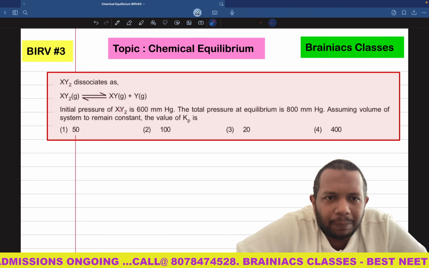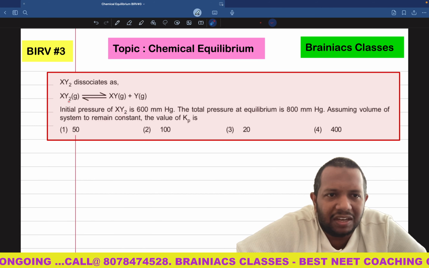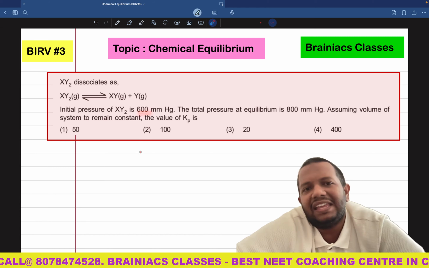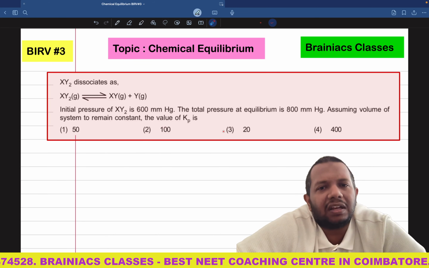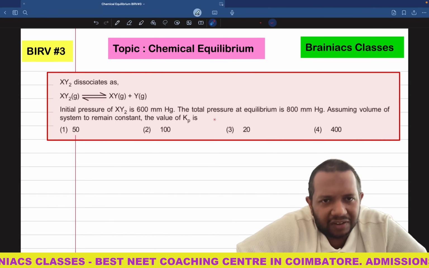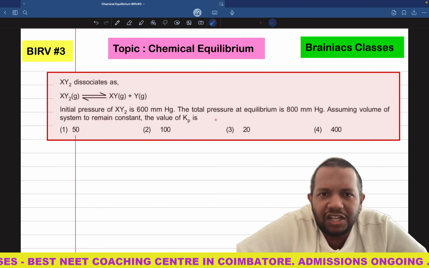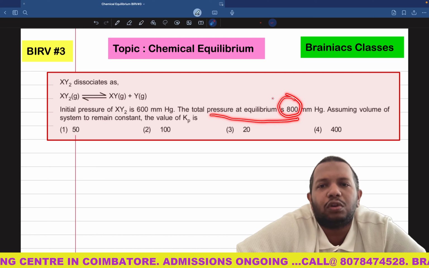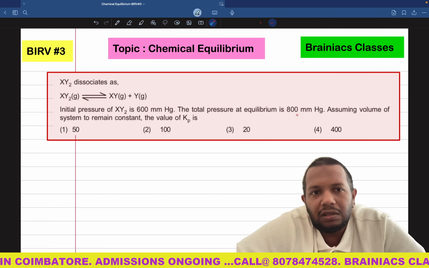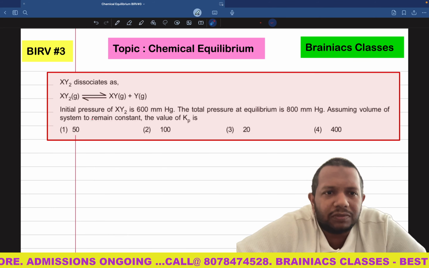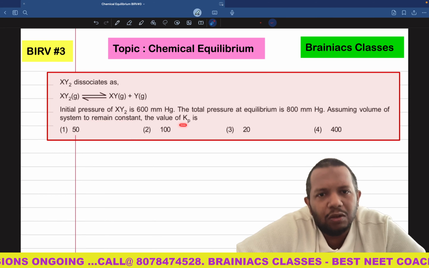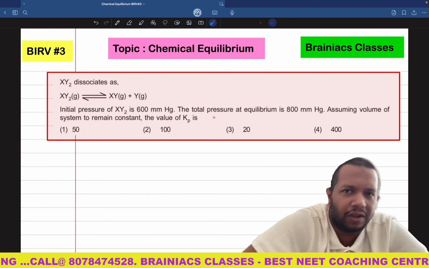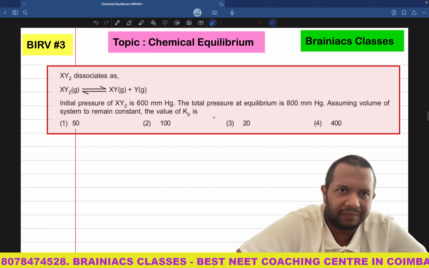So the initial pressure of XY2 is 600 mm of mercury. Now they are telling that the reaction has gone and reached equilibrium. The total pressure at equilibrium has increased to 800 mm. Assuming the volume of the system to be constant, they are asking you to find the value of Kp. So how can you do this, sir?